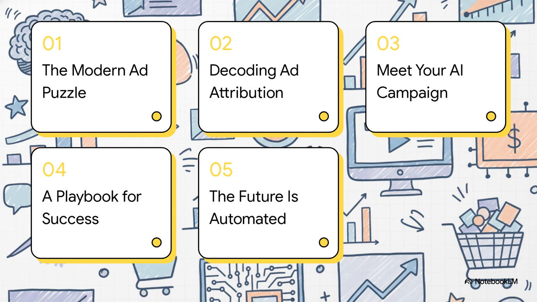First, we'll break down this modern ad puzzle. Then, we'll decode something called attribution. After that, we'll introduce you to your new best friend, AI-powered campaigns. We'll give you a simple playbook to follow, and then wrap up with a look at the future, which, spoiler alert, is all about automation.